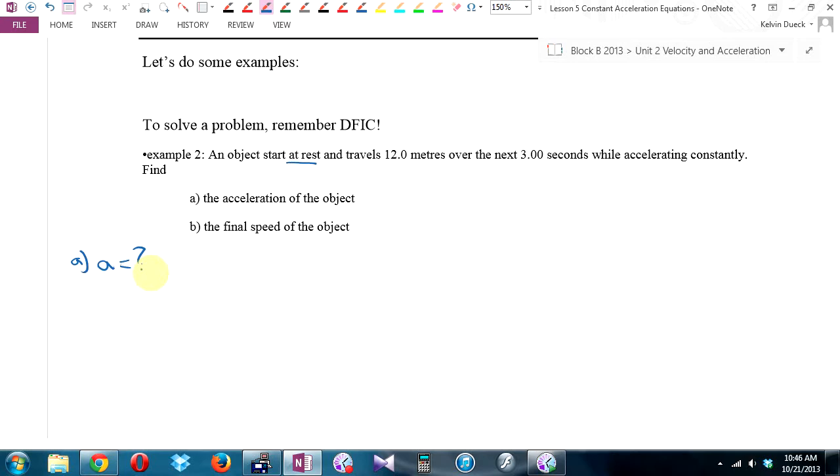Now I'm going to DEFIC. Remember, DEFIC stood for list your data, find a formula, insert numbers, crunch the answer. I'm going to go through listing my data. What does at rest tell me? Start at 0. Zach, what? From now on, I'm going to say, let's use physics terms. In particular, we're looking for VI, VF, A, and D whenever possible. So VI is 0. Check. Keep reading.